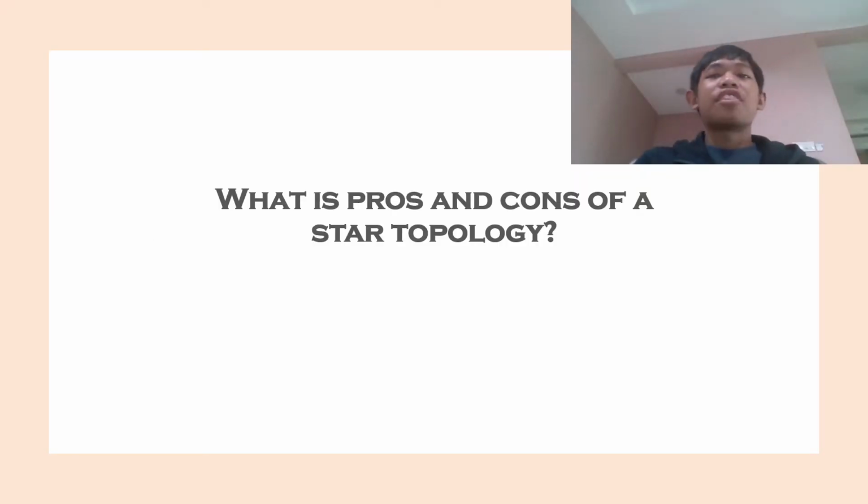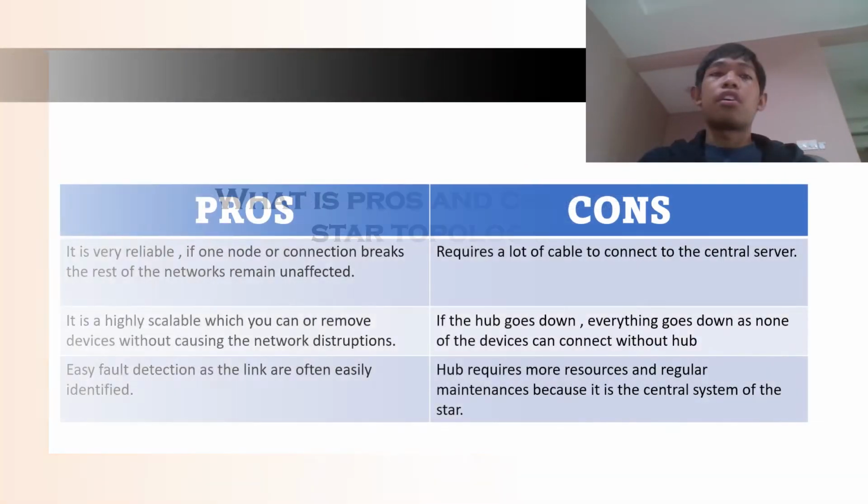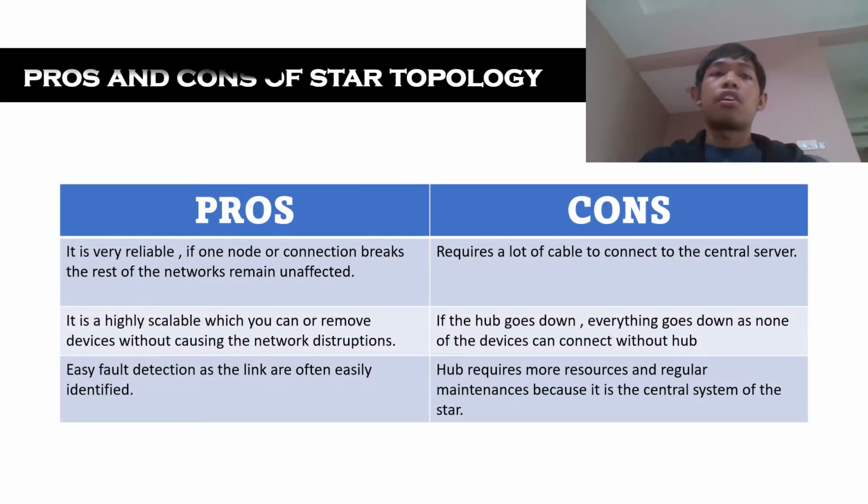Thank you, Rashid, for giving me an opportunity to explain the pros and cons of star topology. No topology is perfect, and the star version has a fair share of good and bad points. But I'm going to talk about the pros first and then the cons. The pros are that if one node or connection breaks, the rest of the network remains unaffected. Other computers and their connections can continue working with zero downtime.